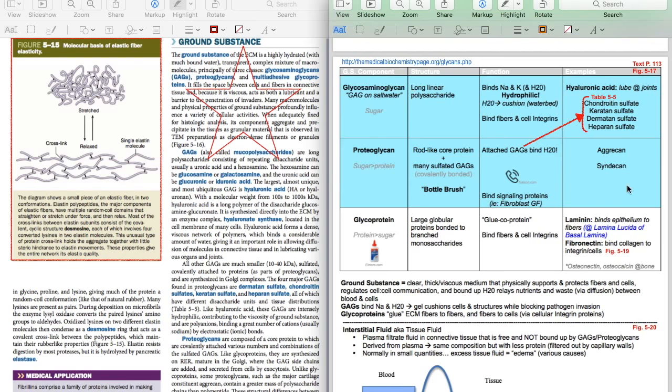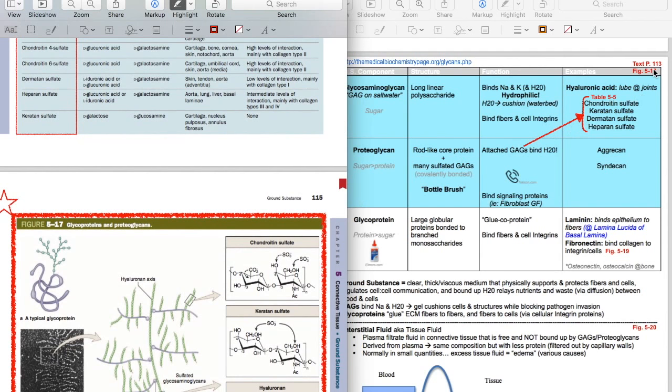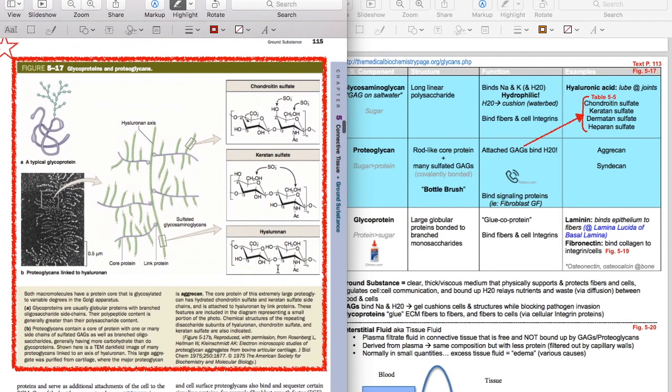Make sure that you really understand every bit of this table. Now, proteoglycans are made of GAGs and a protein. Okay, so what we have is a core protein. I'm going to go to the table here so we can see this while we're talking about it. This is a nice illustration to basically lay out everything that's in here.